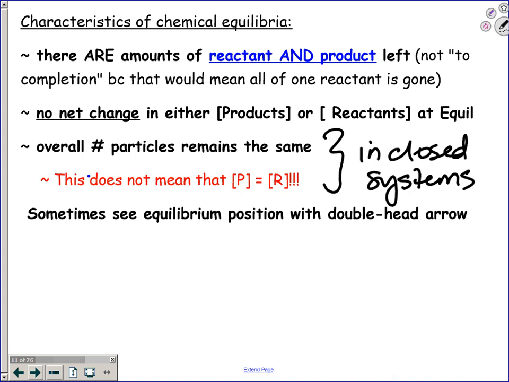So occasionally you'll see double head arrows like this. If they're the same magnitude, it means that both forward and reverse are favorable. If we see double-headed arrows like this, what does that tell you? The forward reaction is more favorable than the reverse. And if we see it like that, reverse is more favorable than the forward.